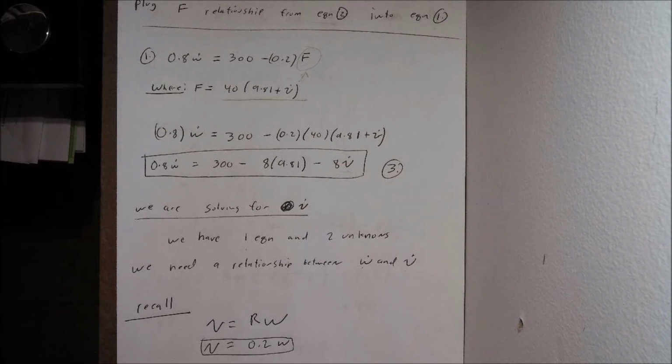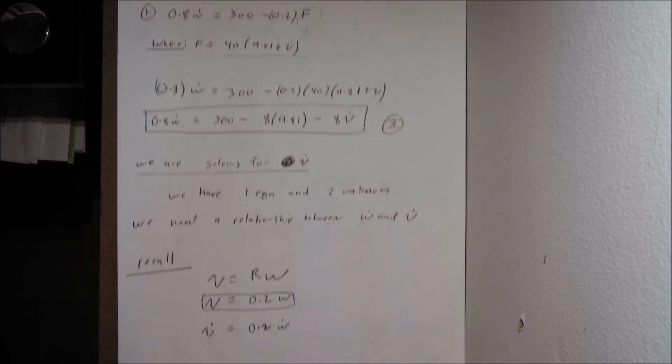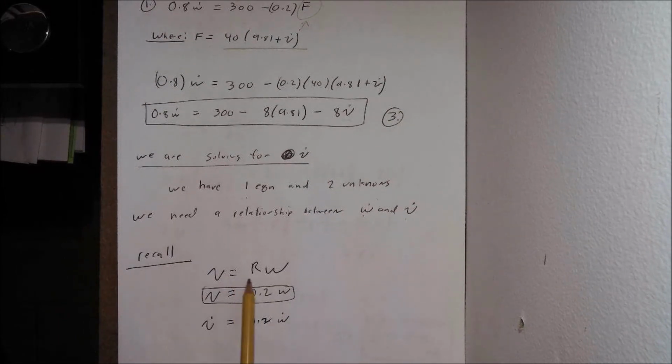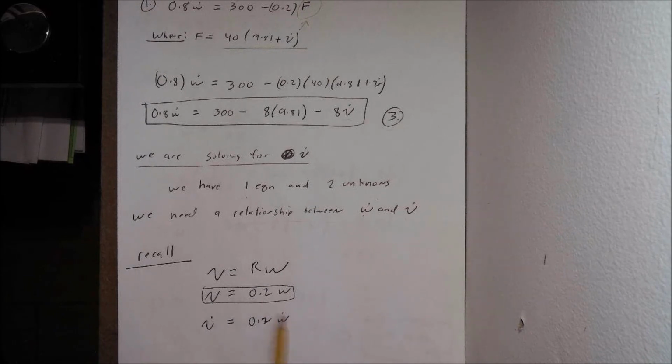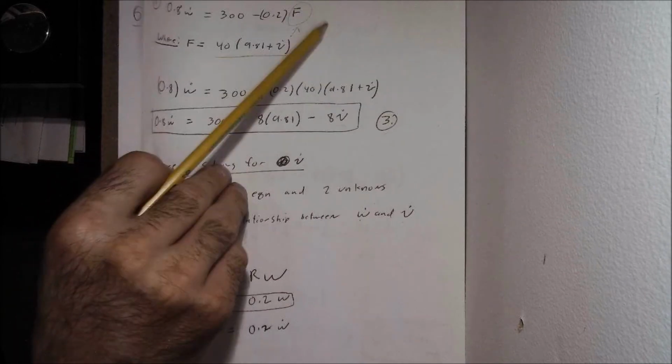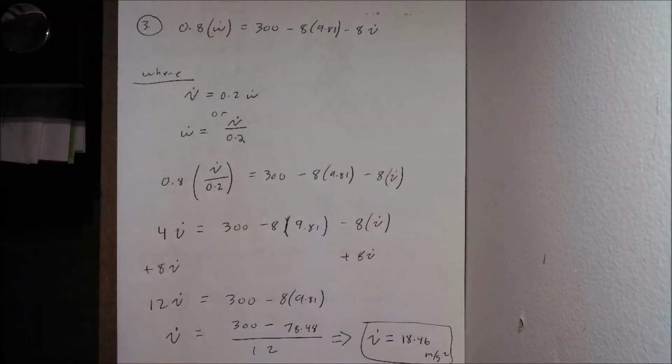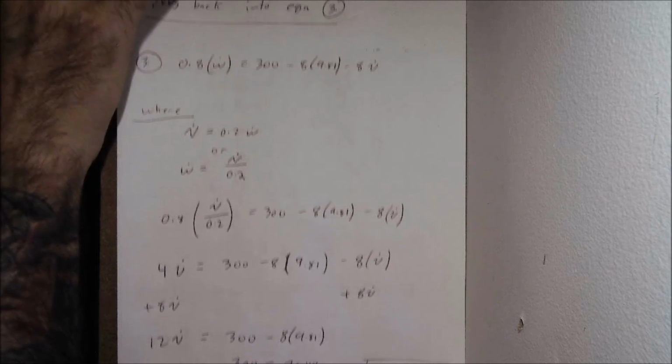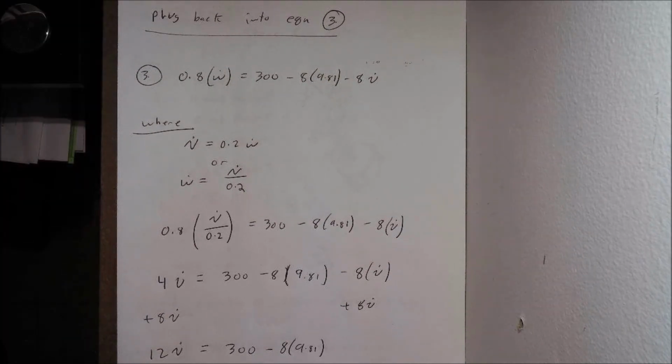So we can call our relationship here between velocity and omega. V is equal to r omega here. In our case here, we know the r value, so V is equal to 0.2 omega, or derivative of that, V dot is equal to 0.2 omega dot. So with that relationship there, now we have a factor that ties in our omega dot and our V dot in equation 3. So we can go back now, plug back in to our equation 3 here.